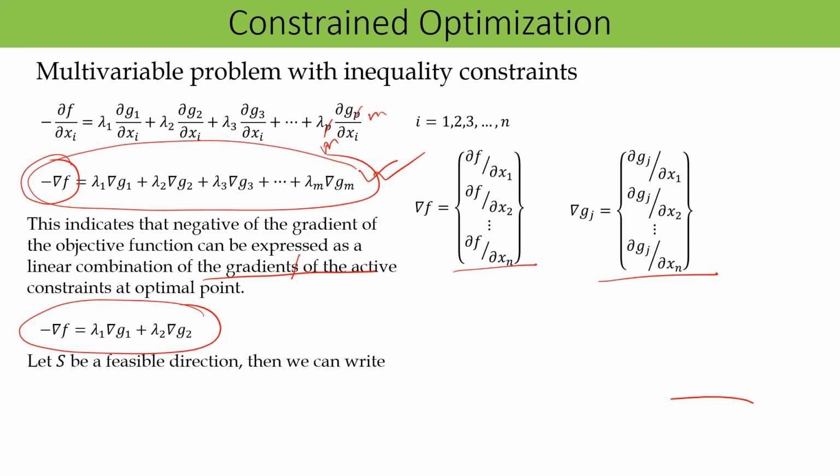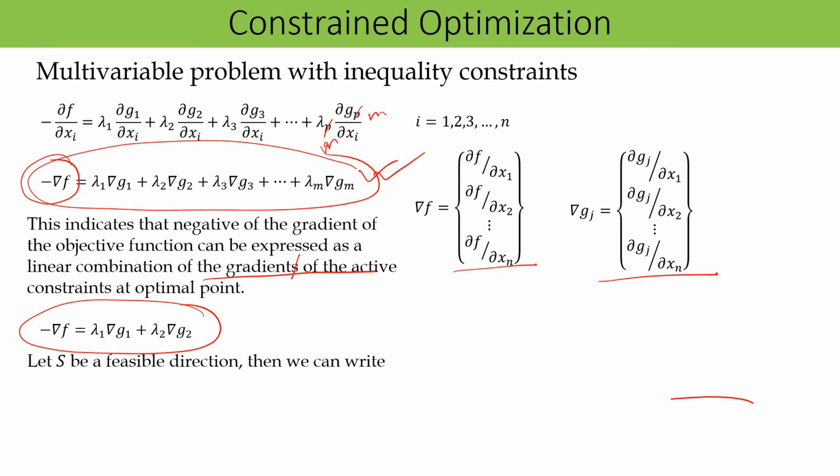So suppose this is the condition at optimality, that the negative of the gradient of the objective function is a linear combination of the gradients of the active constraint functions. So what I am doing here, I have considered two constraints, just to explain the concept, that is g1 and g2. So in that case I can write that negative of del f is equal to lambda 1 del g1 plus lambda 2 del g2.